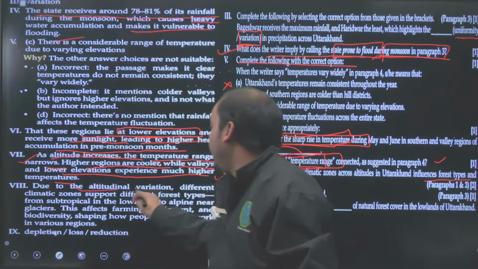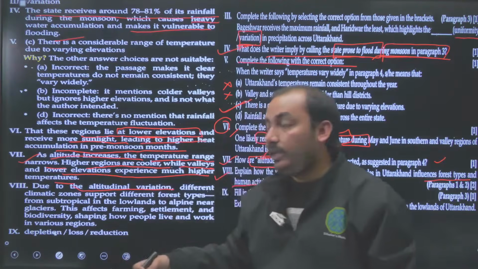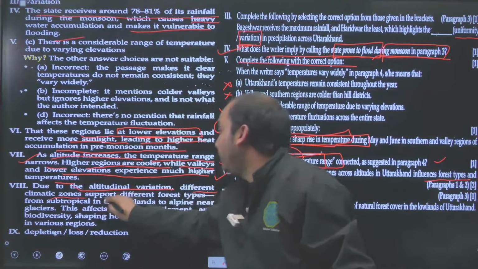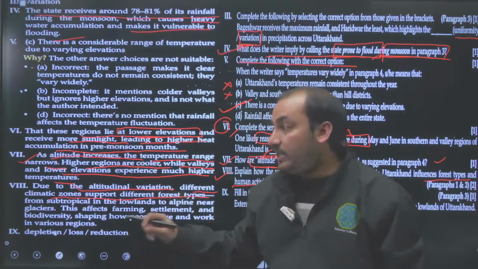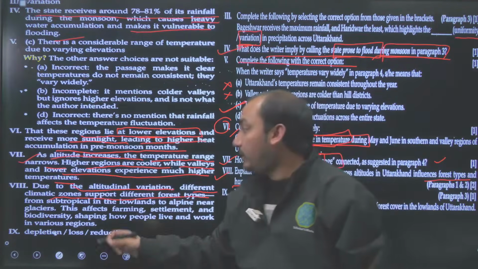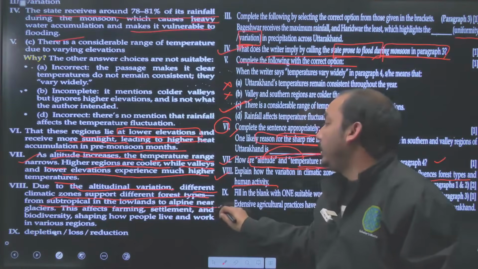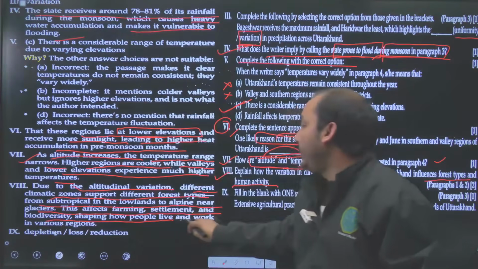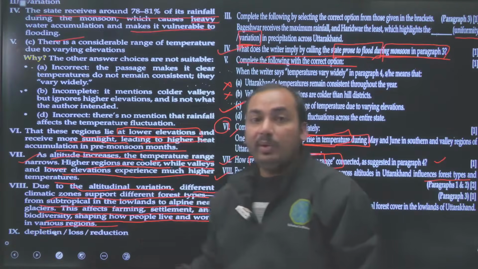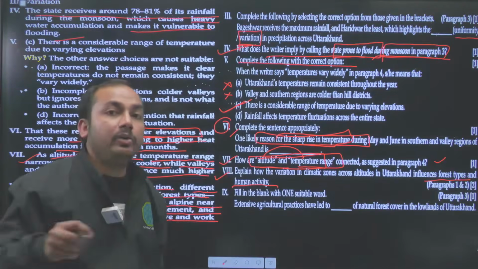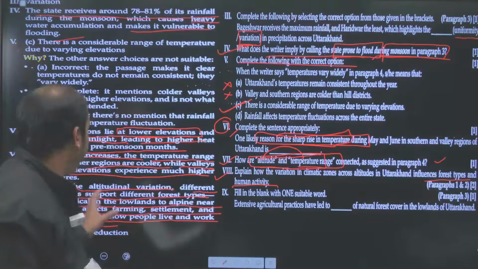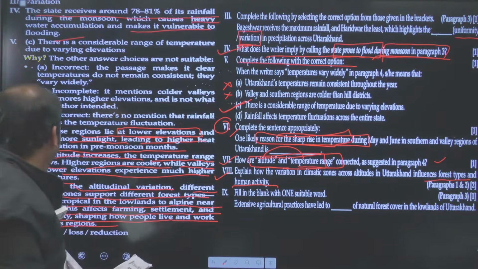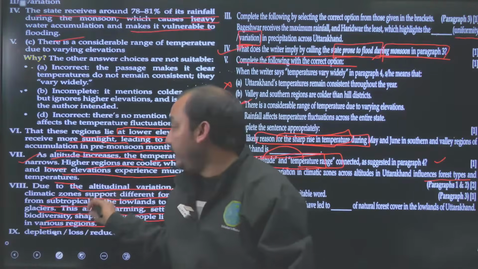Because altitudinal variation is there, some places are higher, some places are at lower elevations. So different climatic zones support different forest types. The forest type is completely different from one place to another due to their climatic zones, from subtropical in the lowlands to alpine near glaciers. This affects farming, settlement, and biodiversity, shaping how people live and work in various regions. So people work according to their climatic zone, according to their forest types. Biodiversity, settlement and farming all depend on their climatic zone.